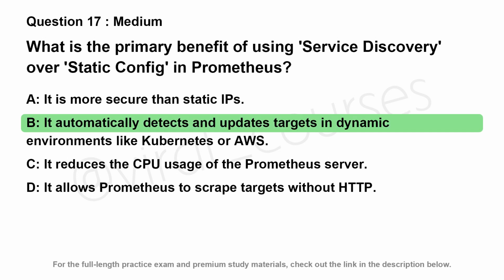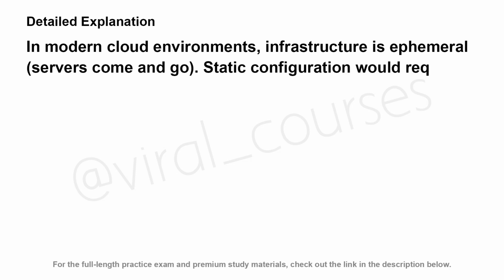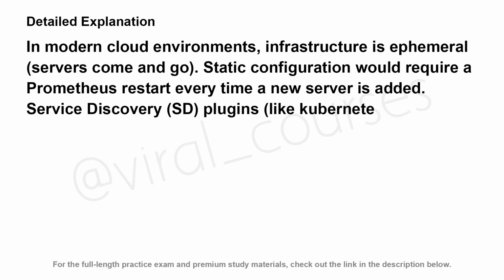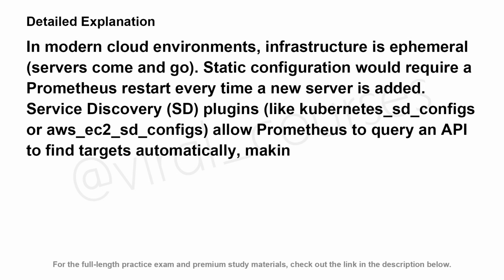The correct answer is B. In modern cloud environments, infrastructure is ephemeral. Servers come and go. Static configuration would require a Prometheus restart every time a new server is added. Service discovery, SD, plugins, like kubernetes_sd_configs or ec2_sd_configs, allow Prometheus to query an API to find targets automatically, making it highly scalable.